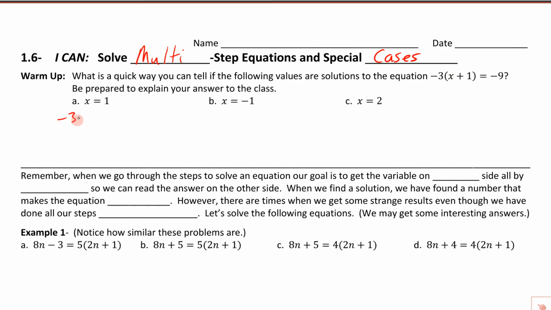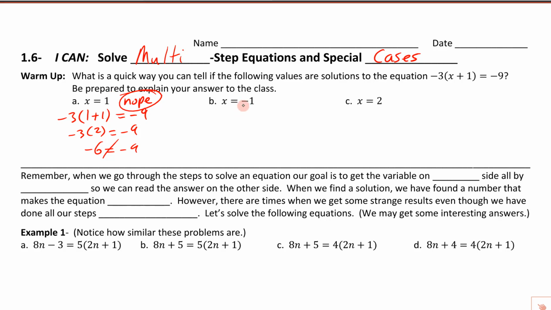I'm going to write down -3. We're going to put a 1 right there, so this would be 1 plus 1. And then what we're hoping is that it equals -9. So really quickly you can see that because inside the parentheses this would be 2, that's not going to equal -9. It's actually going to be -6 equals -9. And we know that doesn't work. So this one is a big fat nope. It doesn't make it true.